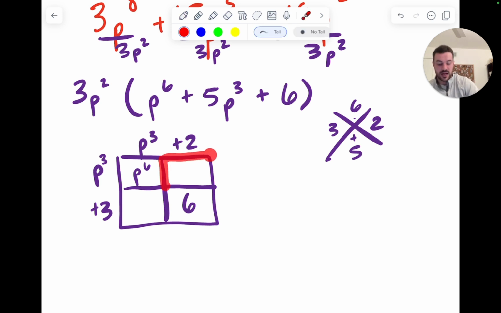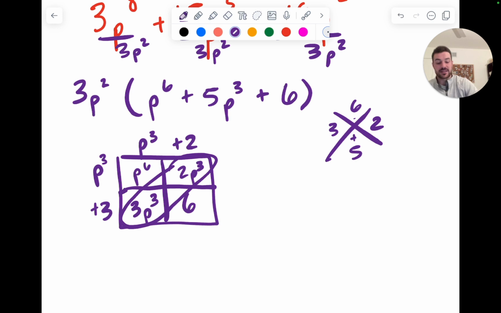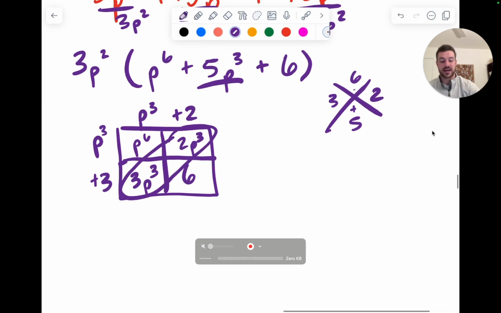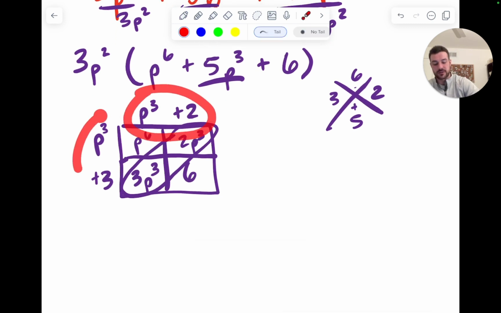My length times my width is going to be p to the 3rd times 2, or 2p to the 3rd. And then my length times my width is going to be 3p to the 3rd. And I just multiplied my length and my width. Now, if you notice, my two diagonals add together, and they do, in fact, give me 5p to the 3rd. So what that tells me is these are my factors.